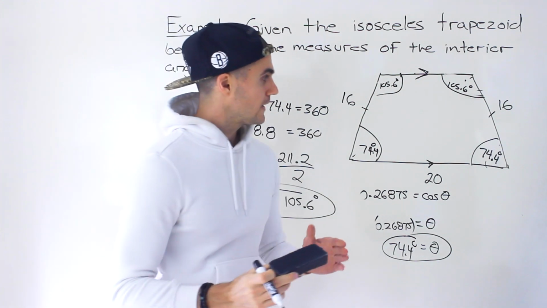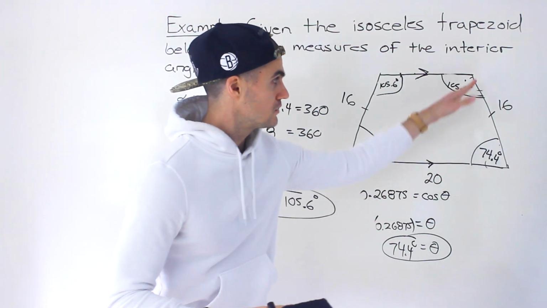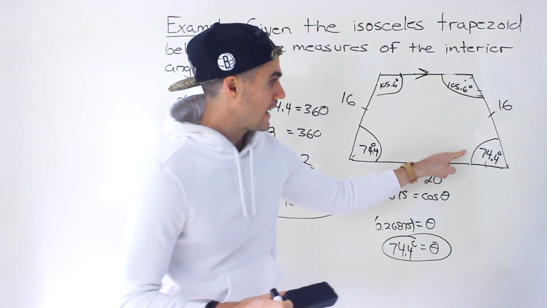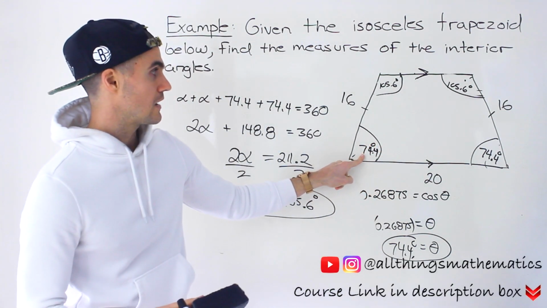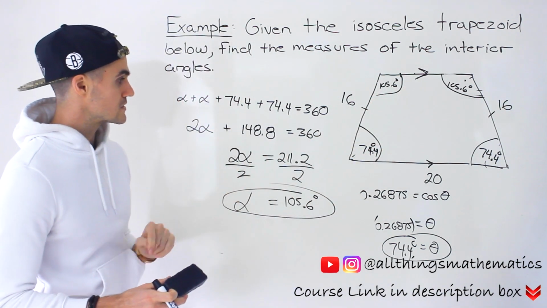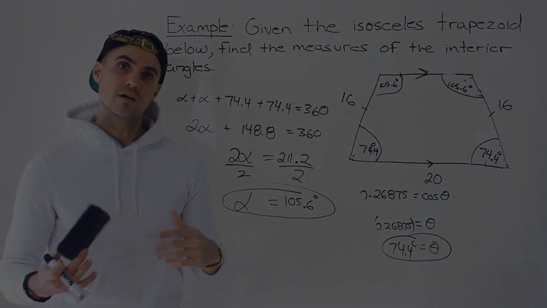So we only had to use the cosine law once to solve for this initial angle using that diagonal and the other sides we were given. Once we had that, it was equal to that other angle. And then the two remaining angles we could solve for with the equation that we made. And that's all of the interior angles for this trapezoid. And that is the end of the video.